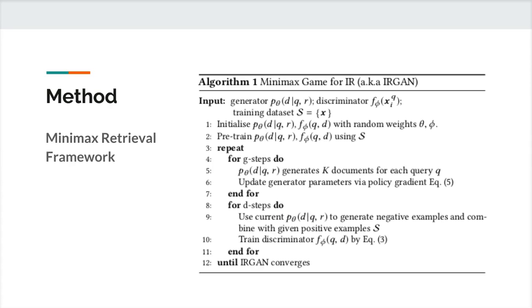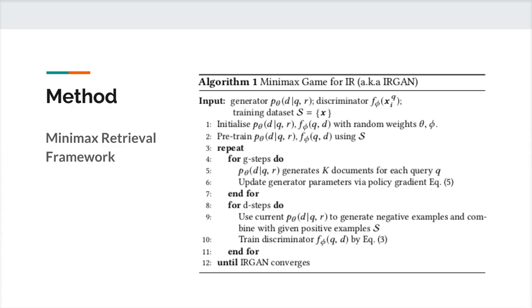Algorithm for the minimax game. There is a generator p_theta of d given query and relevance, and discriminator f_phi, and we have a training data set S consisting of all the user profiles, that is users and the items that they have read before. Now we initialize generator and discriminator models with random weights theta and phi. We pre-train generative and discriminative models using the training data set. We repeat this until IRGAN converges.